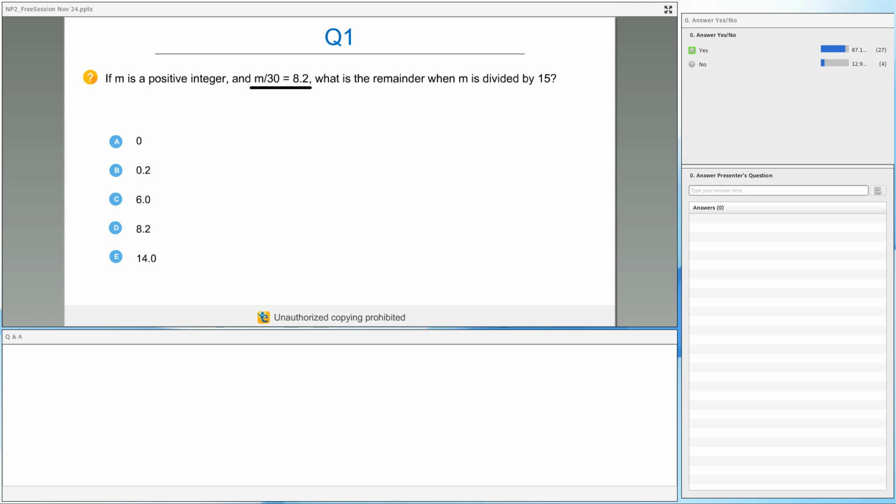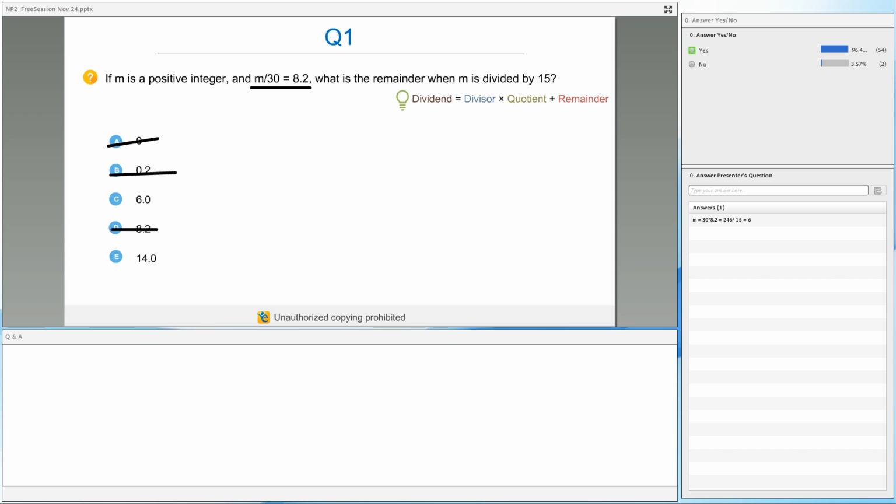We are getting this 0.2 because M is not completely divisible by 30. If M was completely divisible by 30, I would have got an integer, something like an 8, a 9 or a 10. So while looking at the options, the first thing we should have done is eliminate this option. This cannot be my answer. 13% of you marked the answer as A. I hope now it is perfectly clear why the answer cannot be A. Because I'm getting a decimal after the integer, that means it's not completely divisible. Point number two, since the remainder cannot be a decimal number, our answer can never be 0.2 or 8.2. The answer has to be either 6 or 14.